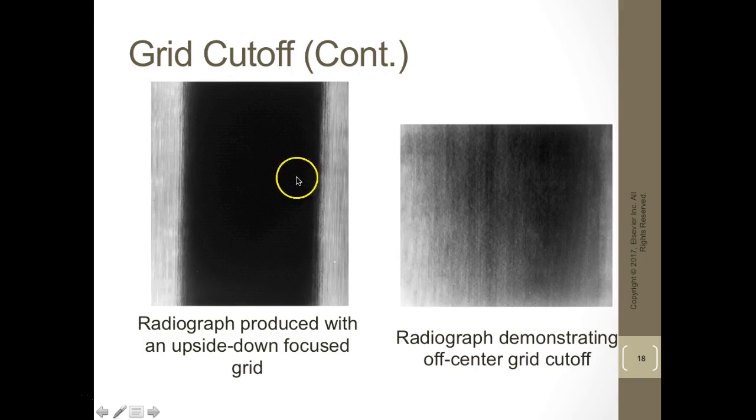So this is an upside down grid, so only the photons going straight, where the lead strips were straight, are going to make the exposure, and then it cuts off on the sides because the lead strips are absorbing all the photons on the periphery. And this is demonstrating an off-center grid. So when you have a focus grid, you have to be centered, or else the divergent beam is going to be off. So you can see it's fine here, but it's cut off over here.